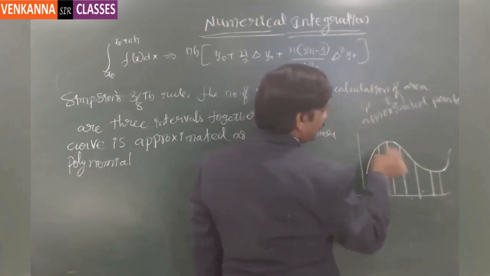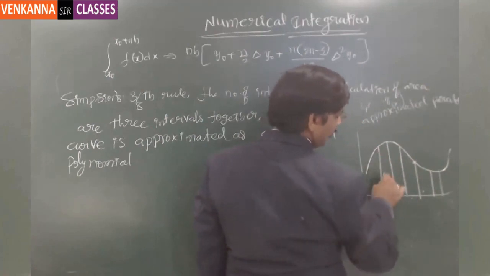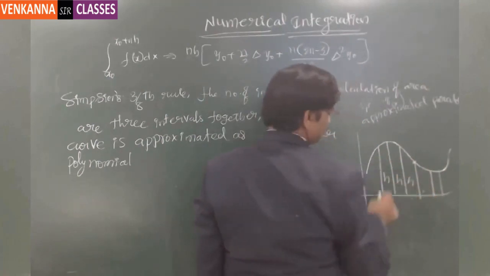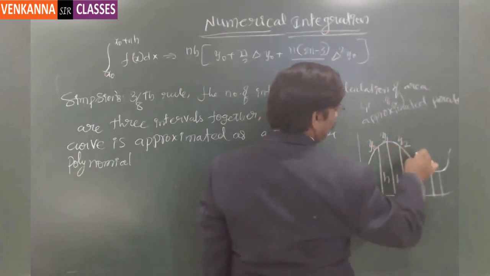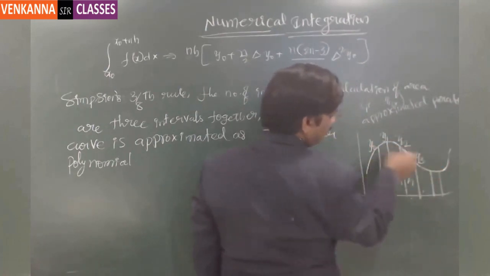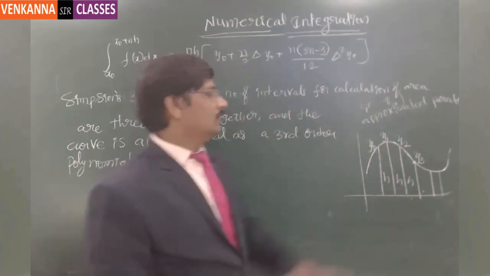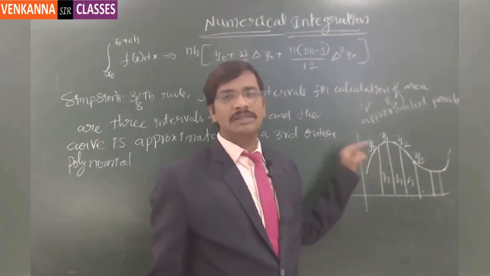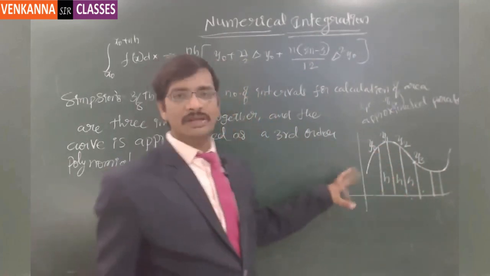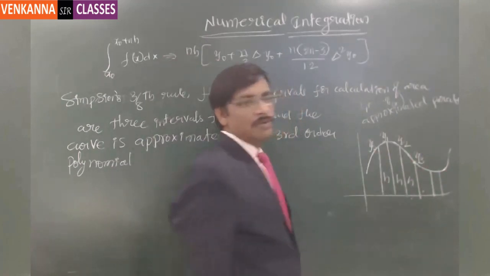So from here to here, this is treated as one particular area calculation. This is H, this is H, and this is H. And this is Y0, this is Y1, and this is Y2, and this is Y3. Now, till this point, it is approximated as a curve, which is a third order polynomial, which can take more number of turns. Even if it takes more number of turns, still the area calculation will be very, very highly accurate. Why? Because you are considering as if it is a third order polynomial.